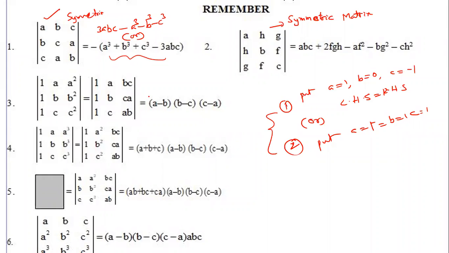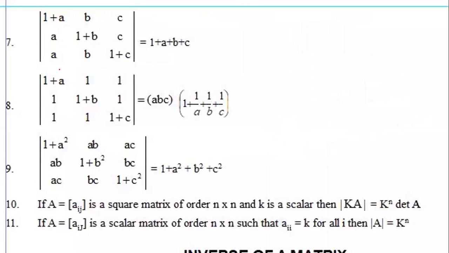Dear students, question number 3, see, directly put A is equal to 1, B is equal to 1, C is equal to 1. What is the answer? This is 0. Why? Because two rows, means two columns, are identical. This is 0. This is also 0. Hence true. Like that.